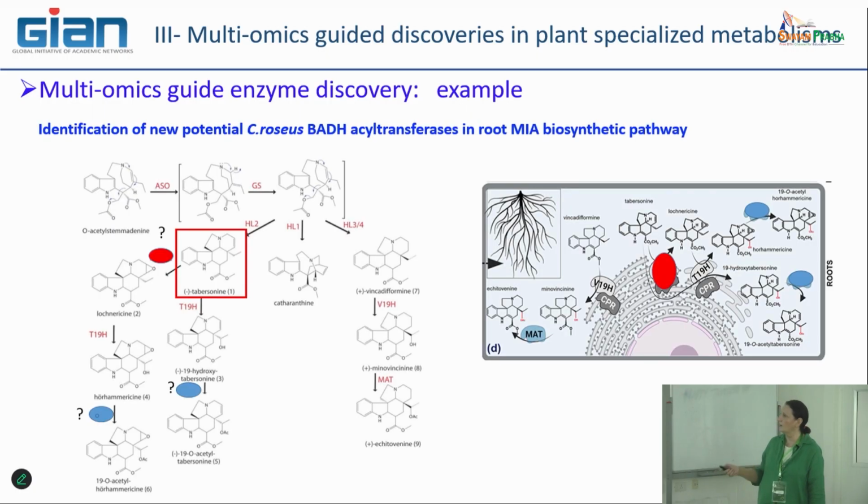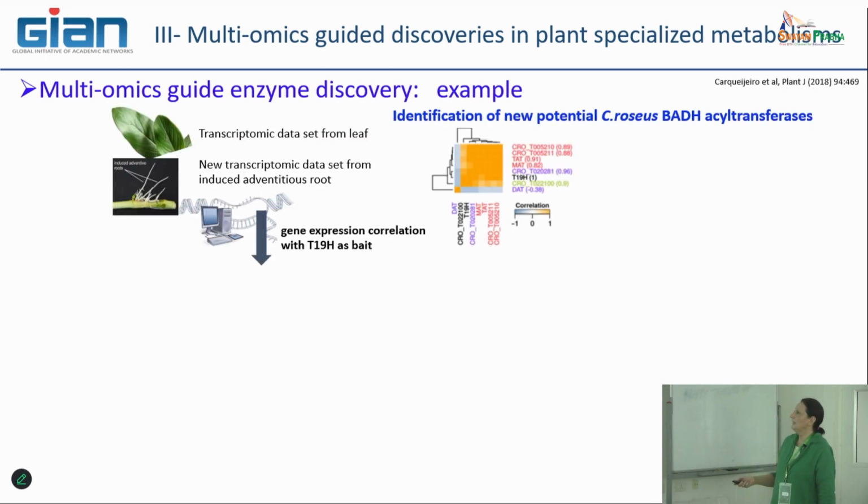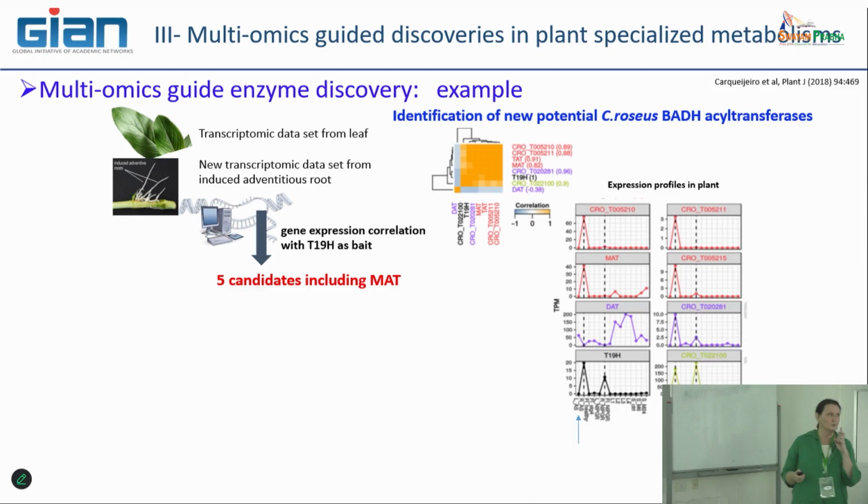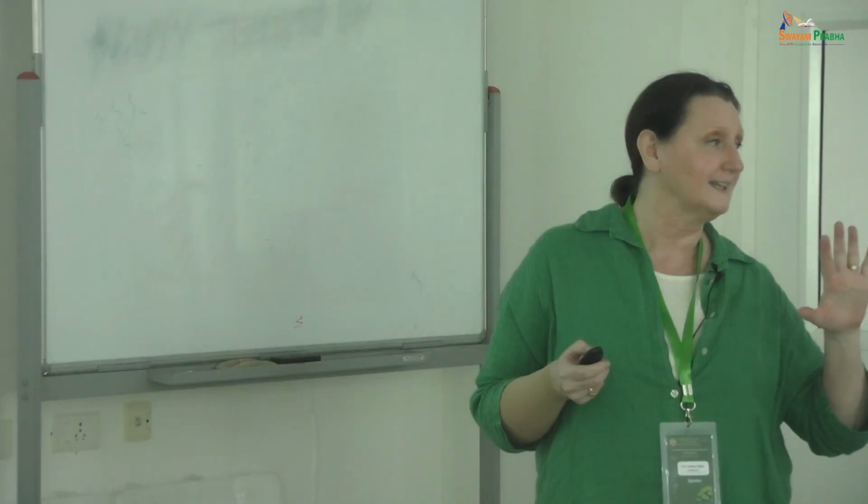It is this one. That was one of the genes that are in the middle of this pathway. And in this way, we made a correlation with the genes expressed in the transcriptomic data under different conditions. And under this condition, we found something quite interesting. We found only 5 candidates. That was the ideal situation, not so many candidates.